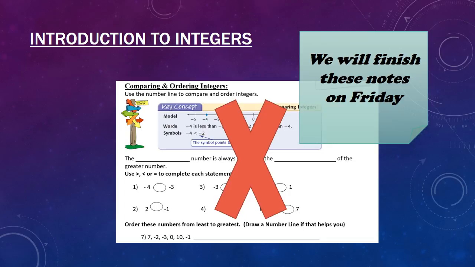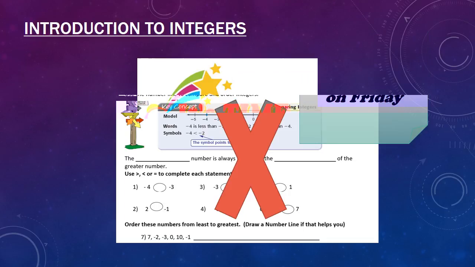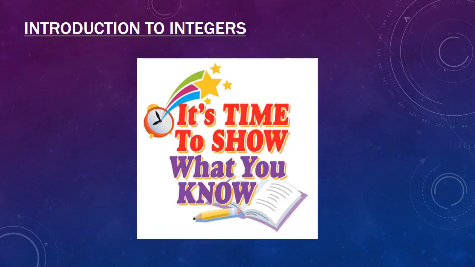The bottom part is talking about comparing and ordering. Once we do some more practice with integers, we'll come back and finish that little bit of the notes later in the week. So just hold on, put the notes back into your binder, and now it's time for you to show what you know or show what you've learned.